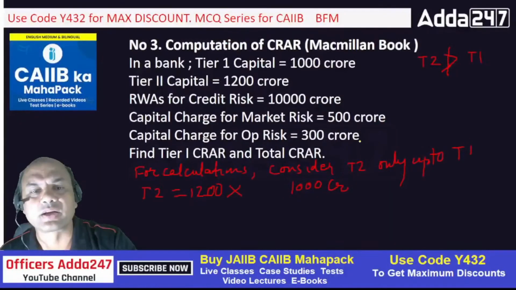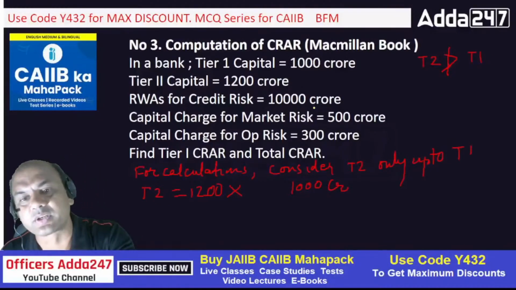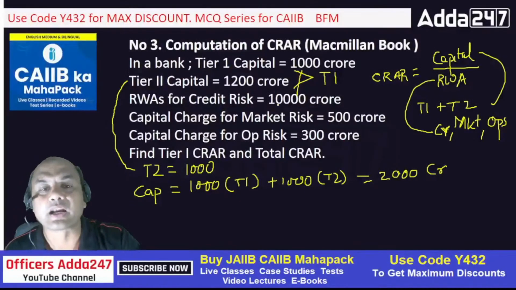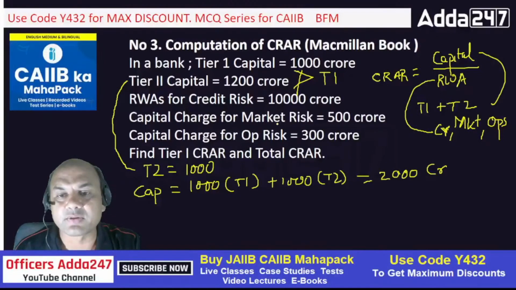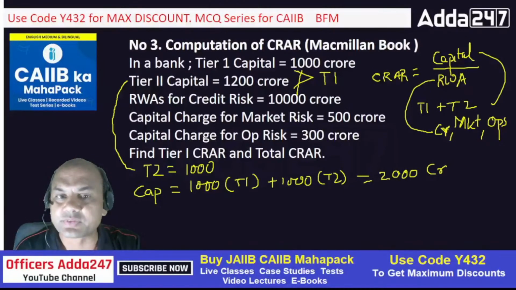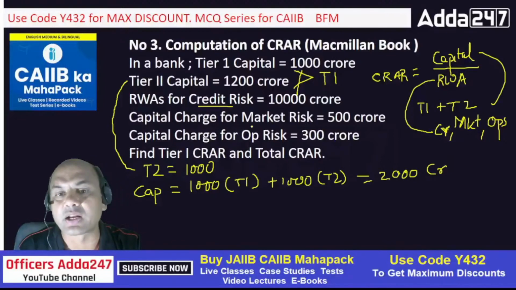Okay, look at this. RWA for credit is given, 10,000. Do I know the RWA for market? Do I know the RWA for ops? No. But what do I know? I know one important part, that is CRAR. The standard CRAR by RBI is 9%. That's what I know. Now what do I want? I want the RWA for credit, the RWA for market, and the RWA for ops.